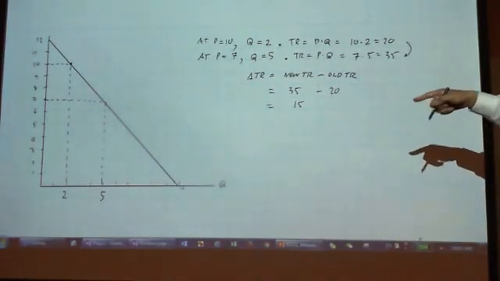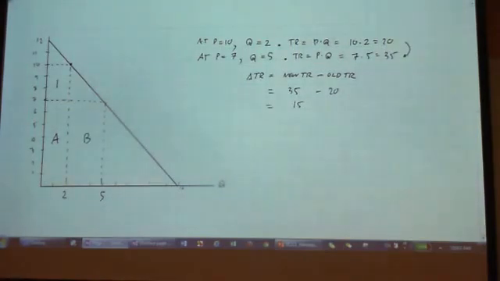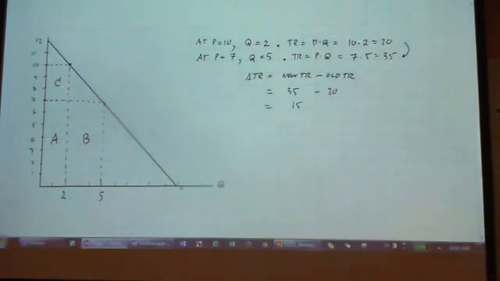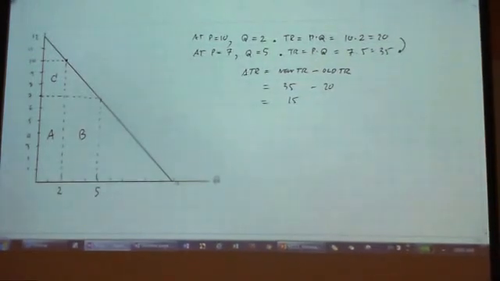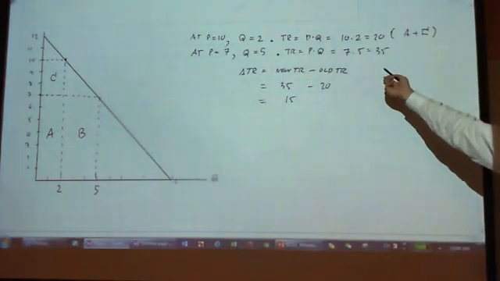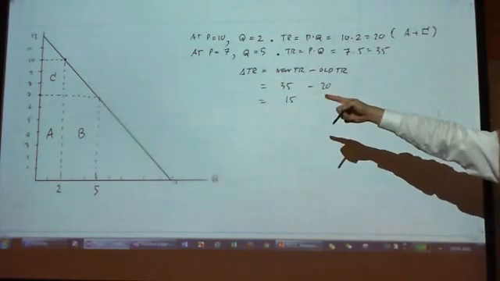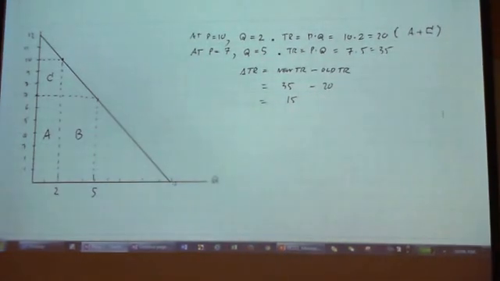Then I will denote the areas to correspond to the picture that you observed. I have A, and if you compare with the slide, this is B and this is C. A plus C is the old revenue, 10 times 2, 20. So let's make a note here: this 20 is area A plus area C. And 35 comes from price of 7 times quantity of 5, so that's the area A plus B.